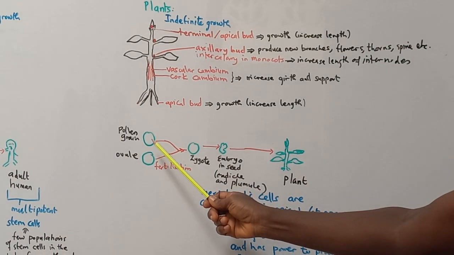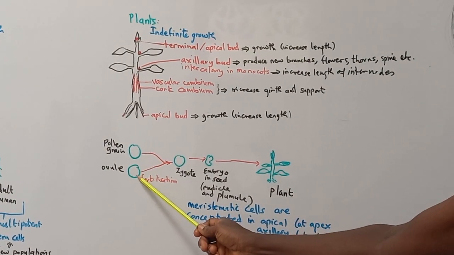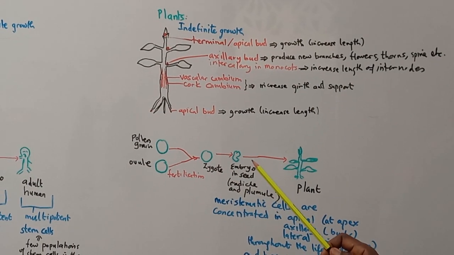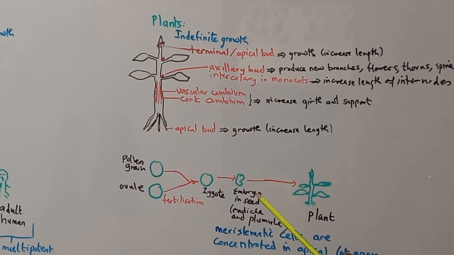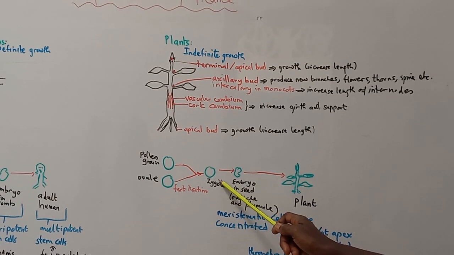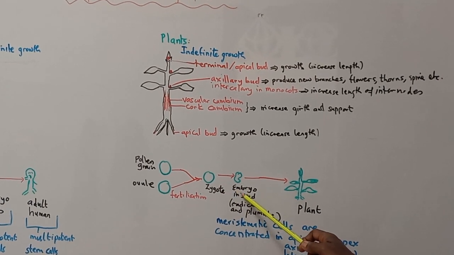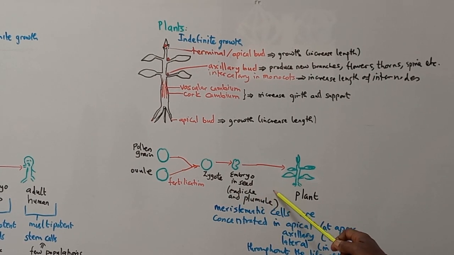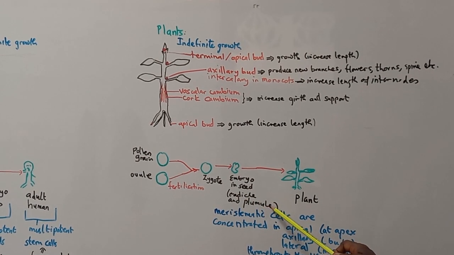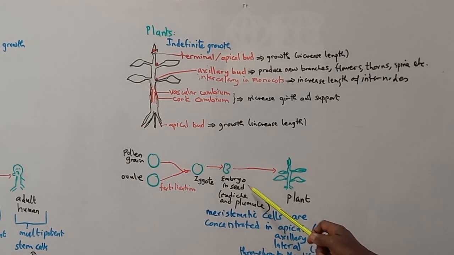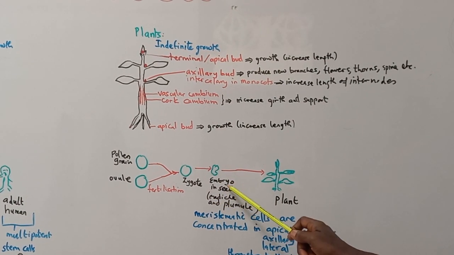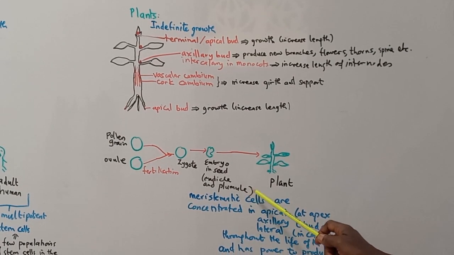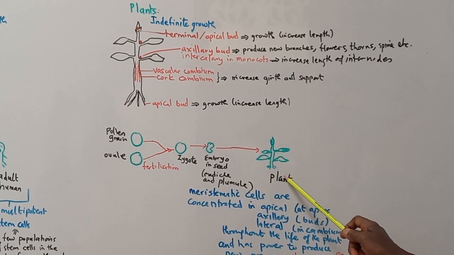While in plants, you have a pollen grain and ovule. Fertilization takes place to form a zygote, just like in humans. The zygote undergoes mitotic division rapidly and forms the embryo. In the embryo, you have a radicle, the embryonic root, and a plumule, the embryonic shoot, and these are meristematic cells that go on to produce the adult plant.